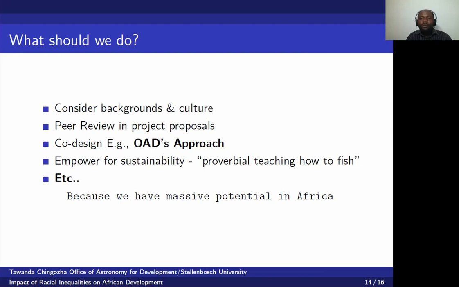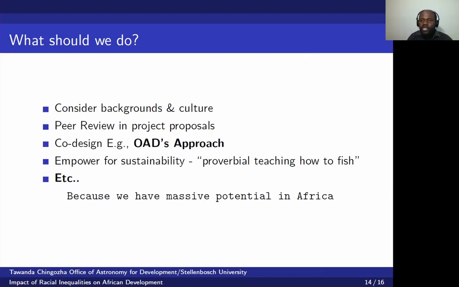We might also try to consider co-designing. For example, the Office of Astronomy for Development's approach, whereby in stage 2 of the proposals, the office gives input on all the proposals which would have gone through stage 1, tapping into the diverse human capacity within the OAD. We should maybe try and empower for sustainability. So that's just the proverbial teaching how to fish.